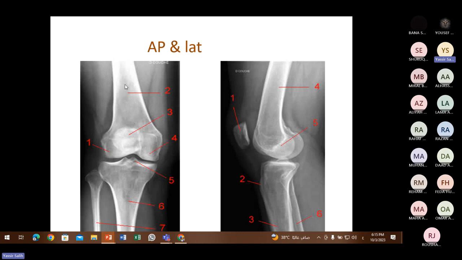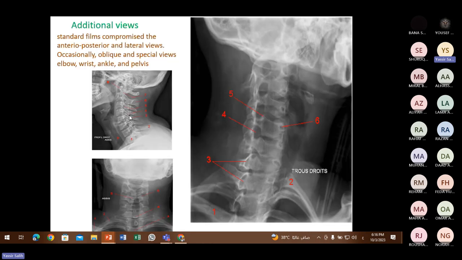Demonstrate the anatomy. You can see the tibia and fibula, the femur, the patella, and the joint space in which there is a cartilage. You can see this as an empty area, and you are not seeing any structure within the joint space, because in this site there is the cartilage. So it appears as a grayish area, and this is a lateral. If you look at the AP and lateral, you can identify more information than in one view.